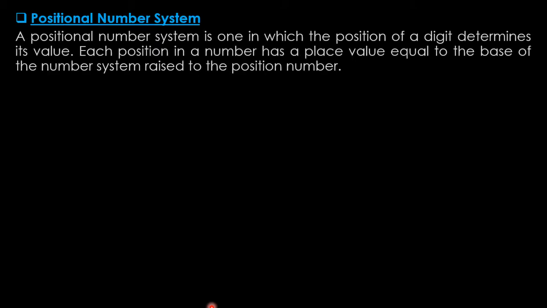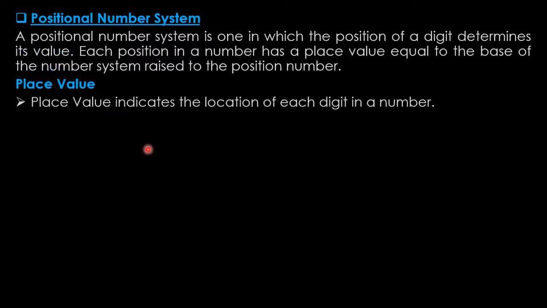Positional number system. A positional number system is one in which the position of a digit determines its value. Each position in a number has a place value equal to the base of the number system raised to the position number.